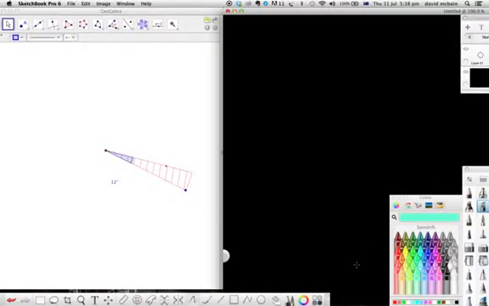Okay, this is our second video, or second screencast, on working out the area of a sector. So, we'll write that down. The area of a sector. So this is part 2.